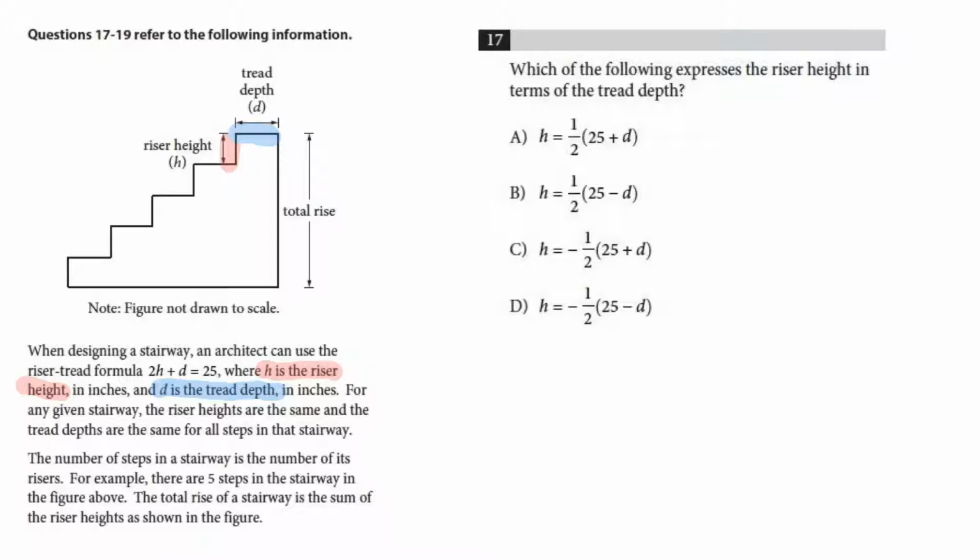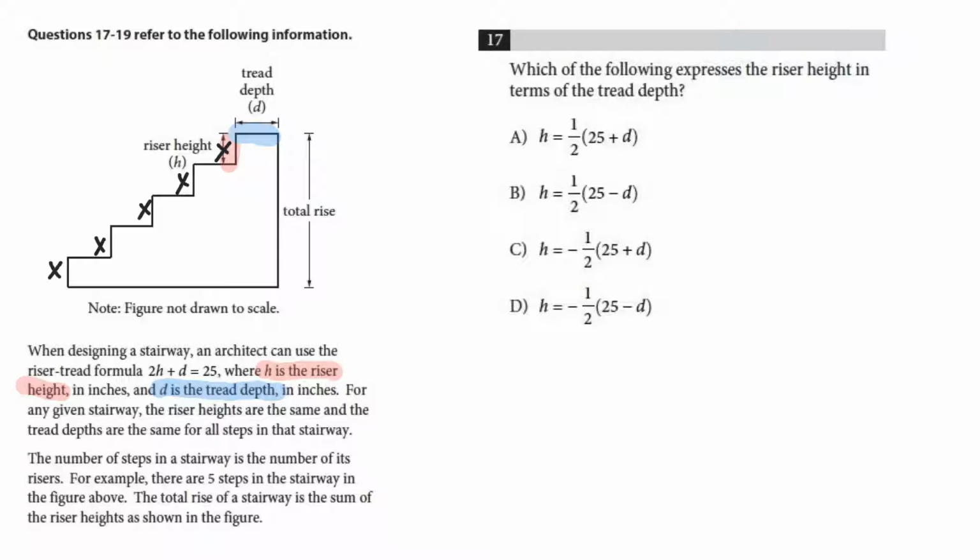The number of steps in a stairway is the number of its risers. For example, there are 5 steps in the stairway in the figure above. The total rise of the stairway is the sum of the riser heights as shown in the figure. Okay, so we've got 1, 2, 3, 4, 5 riser heights, and therefore there are 5 steps. Okay, number 17. Which of the following expresses the riser height in terms of tread depth?